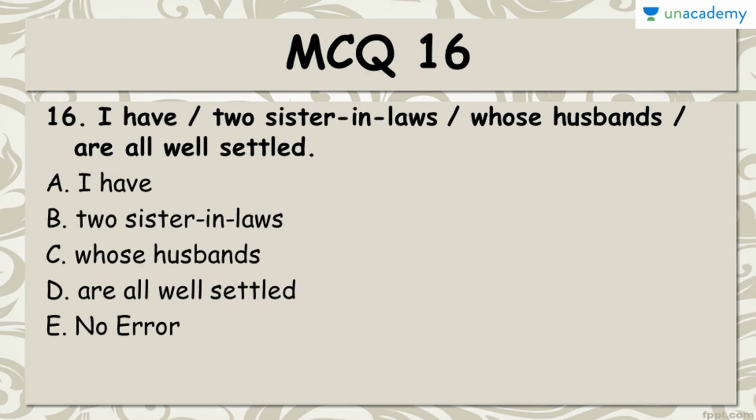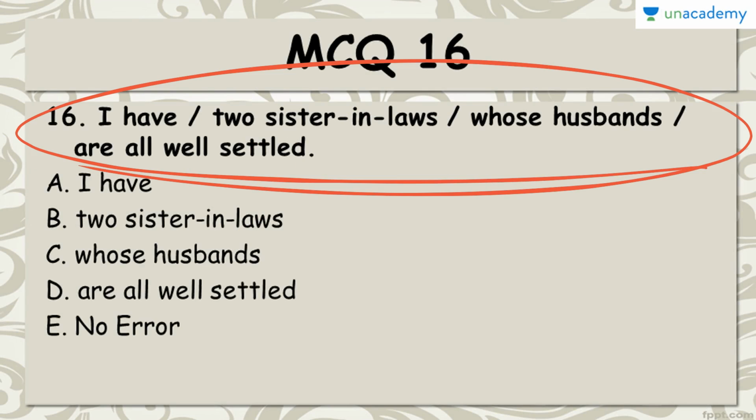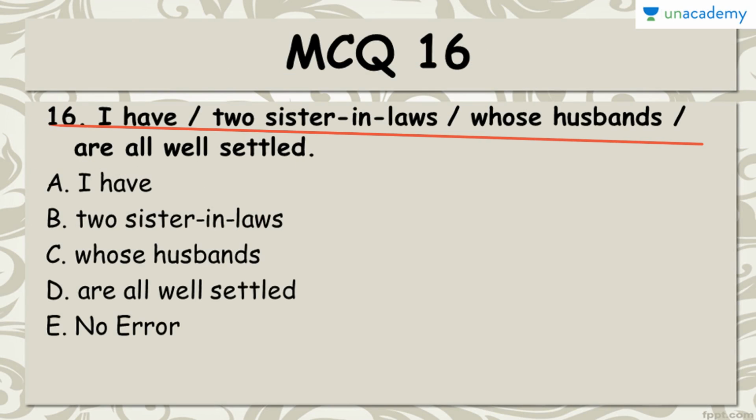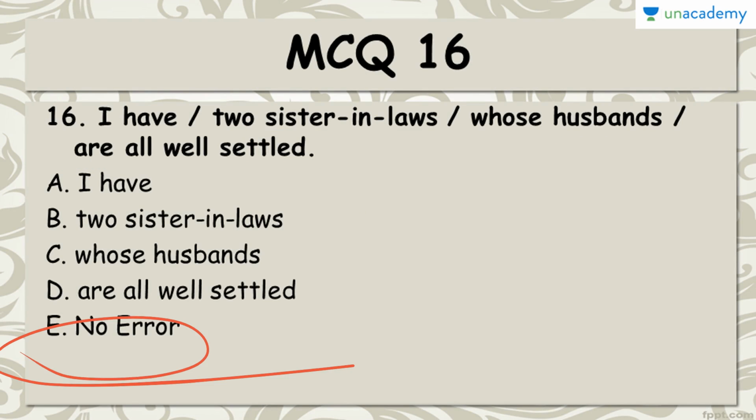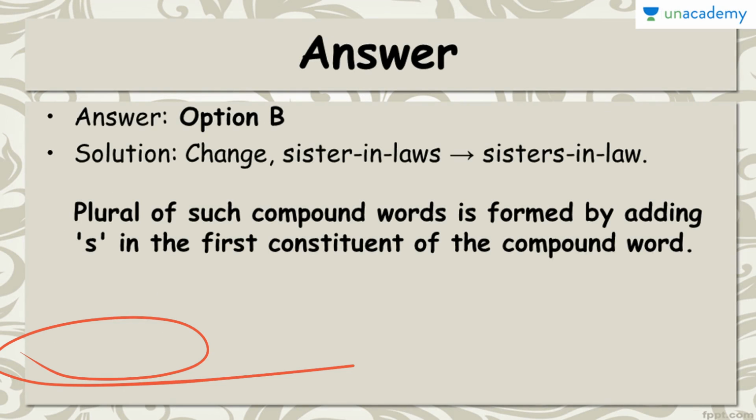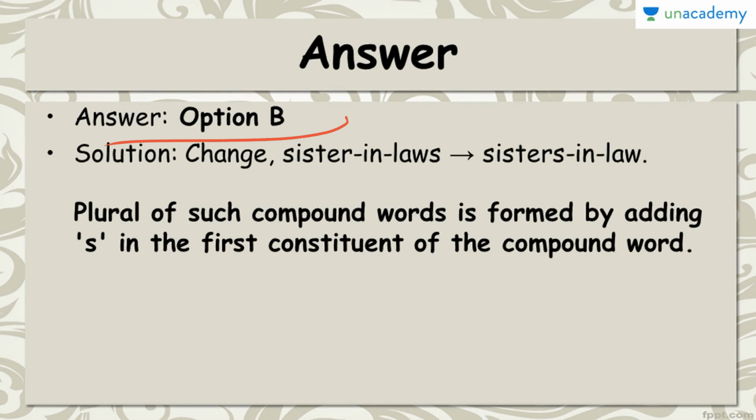Coming to MCQ 16, we have to find the part which has an error. And the sentence is, I have two sister-in-laws whose husbands are all well settled. Mark the correct answer. If there's no error, mark E as your right answer. And the actual correct answer to this MCQ is option B. That is, you have to change sister-in-laws to sisters-in-law.